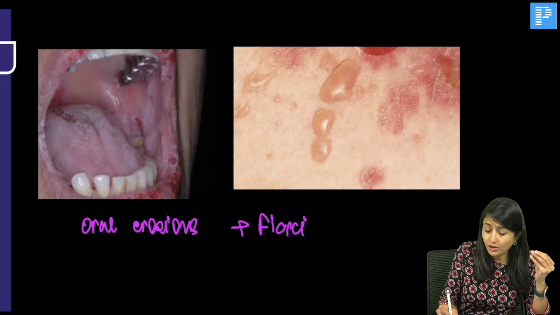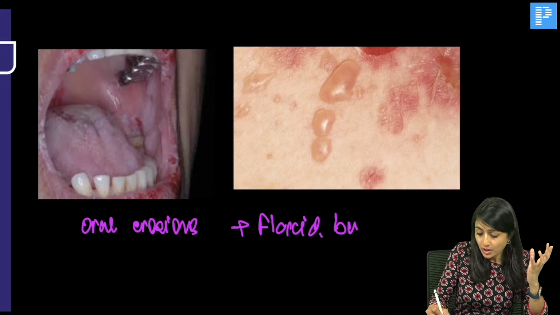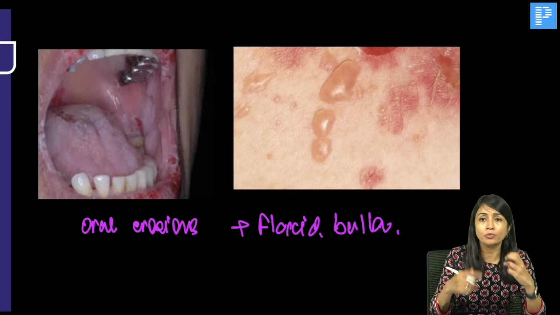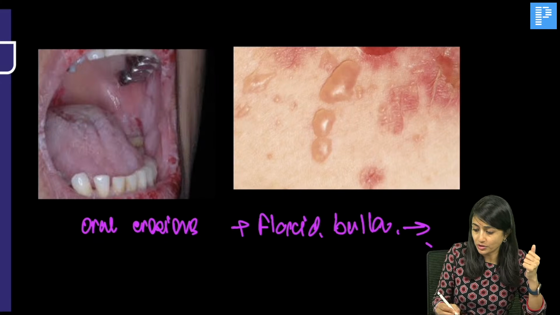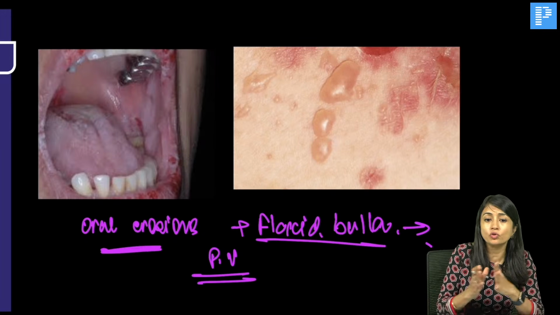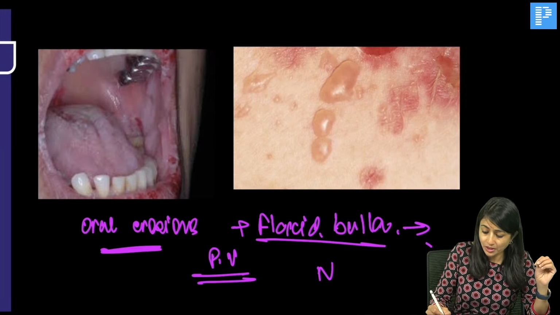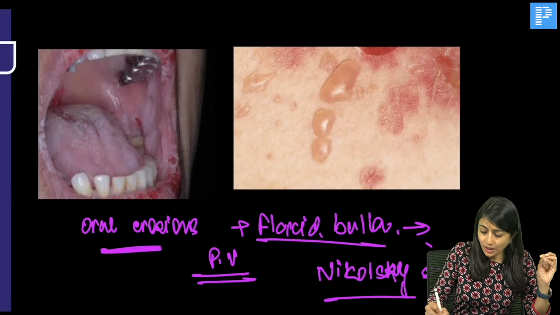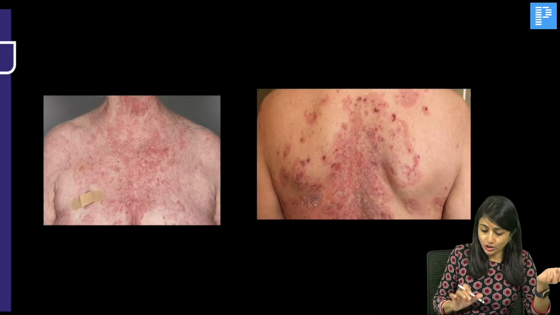So, I am just giving you very important pointers. Please remember these, please revise this, because this will help you clinch most of your questions. You are right, pemphigus vulgaris. Two things: if you get flaccid bulla and oral erosions, think pemphigus vulgaris. In addition, you may be given that Nikolsky sign is positive, and they may be giving you a DIF image, which I will just show you.